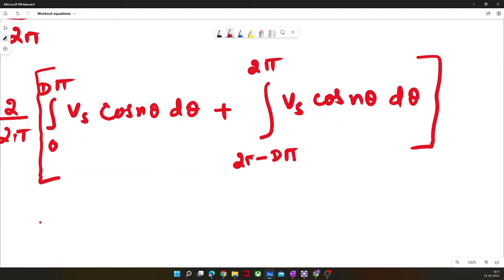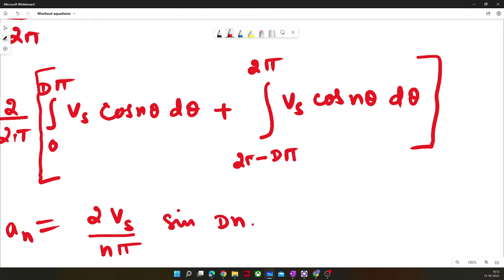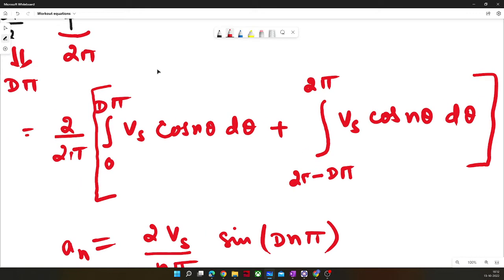So if you solve this expression, you will be able to conclude that an will come out to be 2 Vs by n pi sine d n pi. I am not solving it for timing, I am not doing the calculation. I have shown you this step, so I am writing the conclusion here. So for any harmonics of this kind of waveform, you can calculate in this manner, right? It is very simple to calculate an.